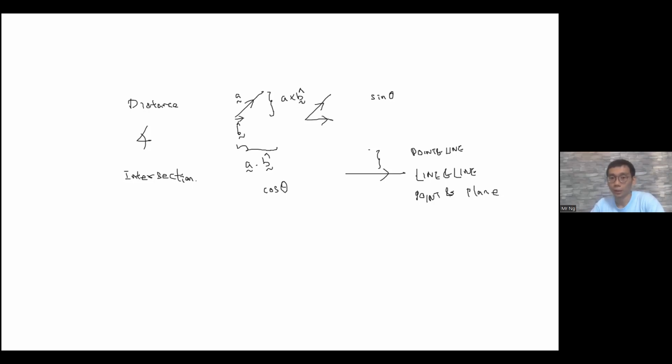Point and plane, line and plane. And there's no plane and plane for projection. Shortest distance, okay, but these two planes will be parallel. Let me think. Yeah, projection can't be plane and plane.